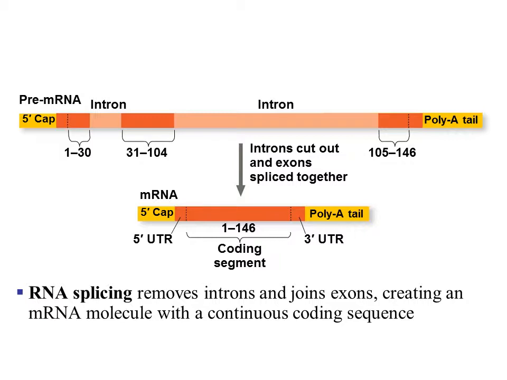If you look at this picture, notice that the exon is between nucleotide 1 and 30. Then the introns might be another 50 nucleotides, but they're not going to be counted because they're going to be cut out, and then your next exon is from 31 to 104. So eventually all the introns will be cut out and the exons will be spliced together to make a seamless continuous code.